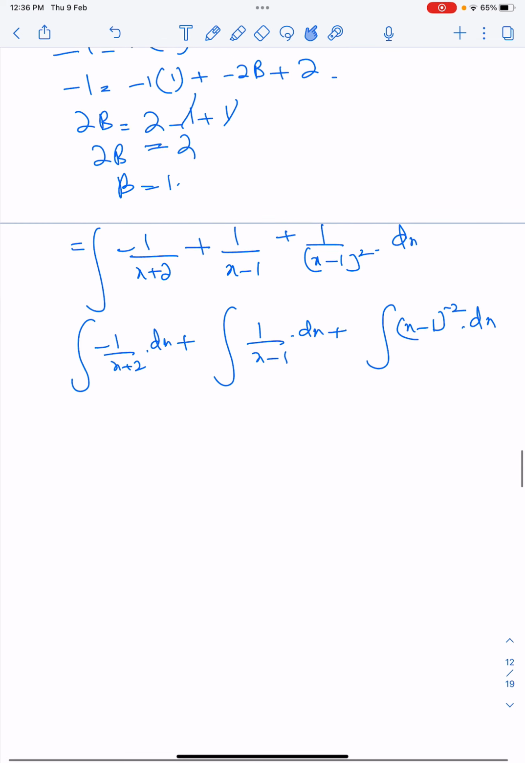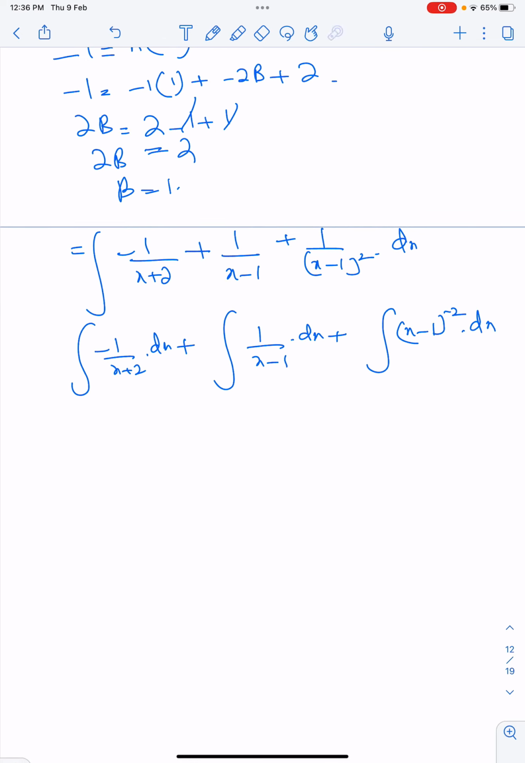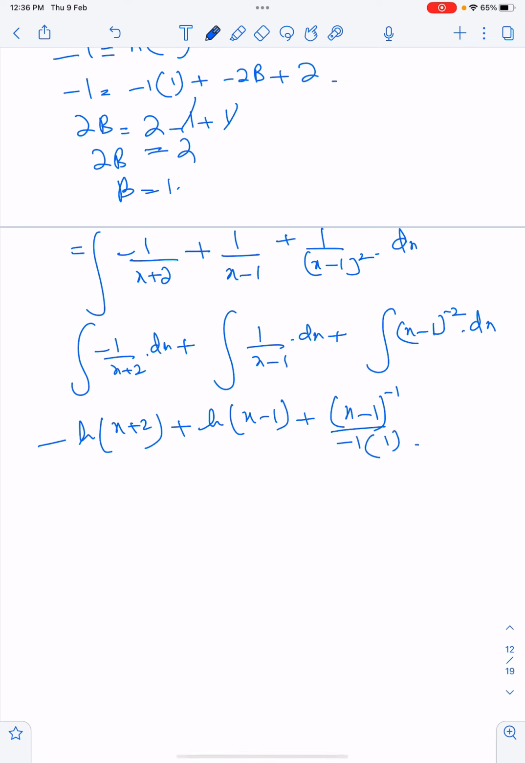Okay, you have here, if you notice, the differentiation of this is found up. The only thing is this minus, so if I take out minus as common, I can write this as ln x plus 2, plus I can write this as ln x minus 1, plus if I integrate this, it will become x minus 1 to the power minus 2 plus 1, which is minus 1, upon minus 1, and when I differentiate the bracket, I get 1, plus c.